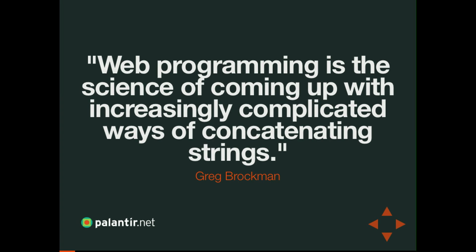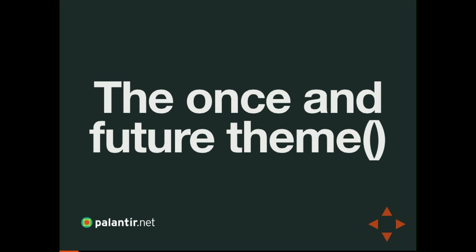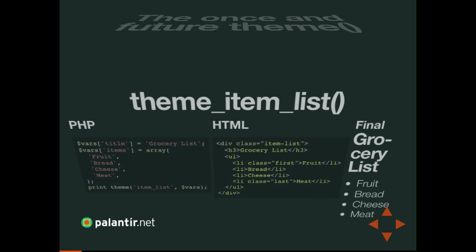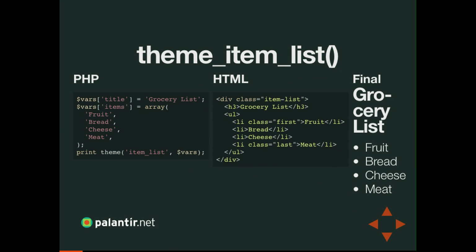And I want to talk about our main concatenator, the theme function. It's been in Drupal for a very long time. Theme item list, one of our oldest theme functions. It was added to Drupal Core in 2002. And the way we use it today is very similar to the way it was used when it was originally added. The basic idea of the theme function, if you want to make an item list, is you build up a PHP array. You can give it a title of grocery list. You can put grocery items in your array, a relatively simple data structure.